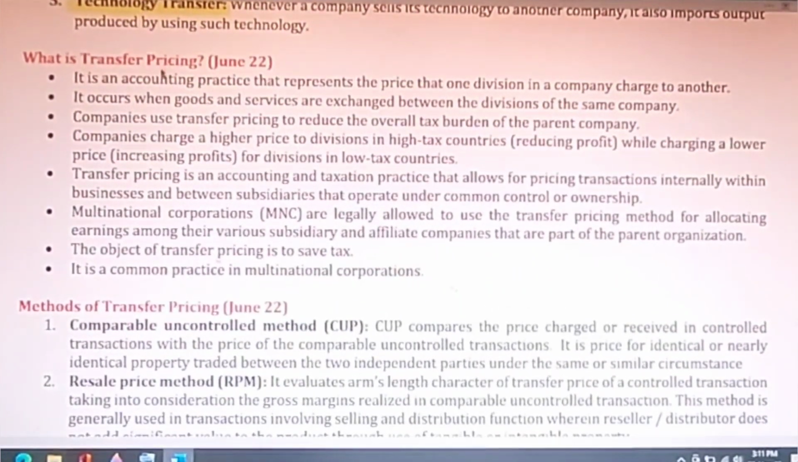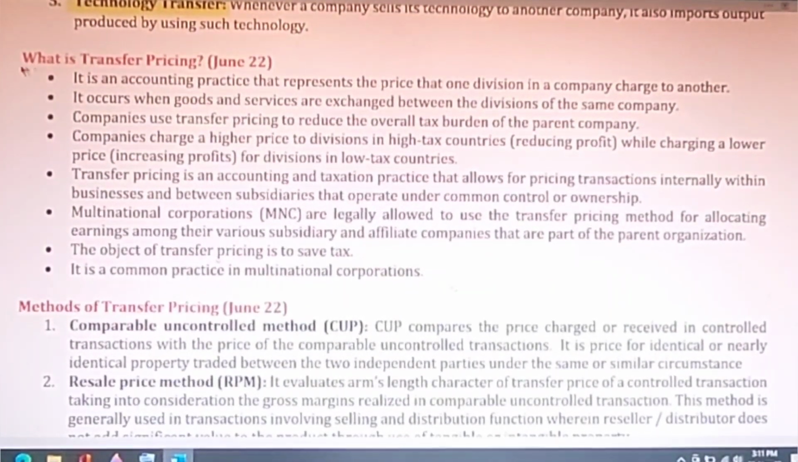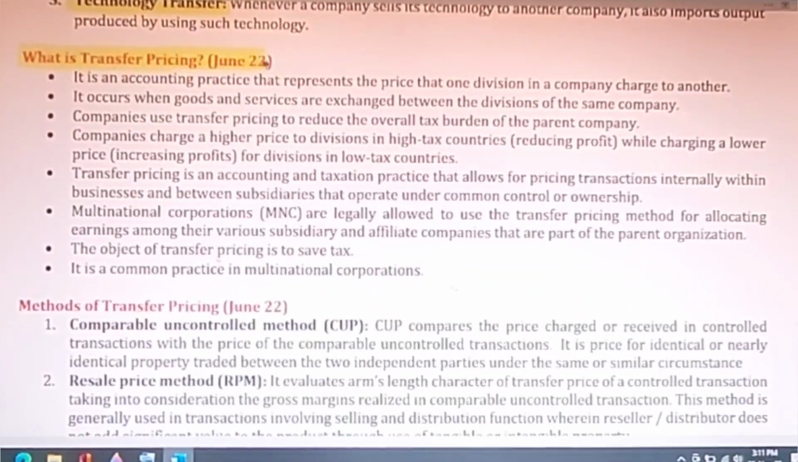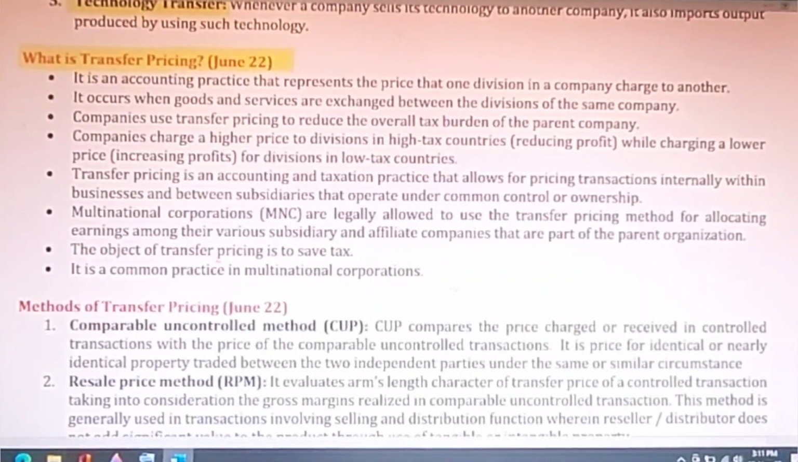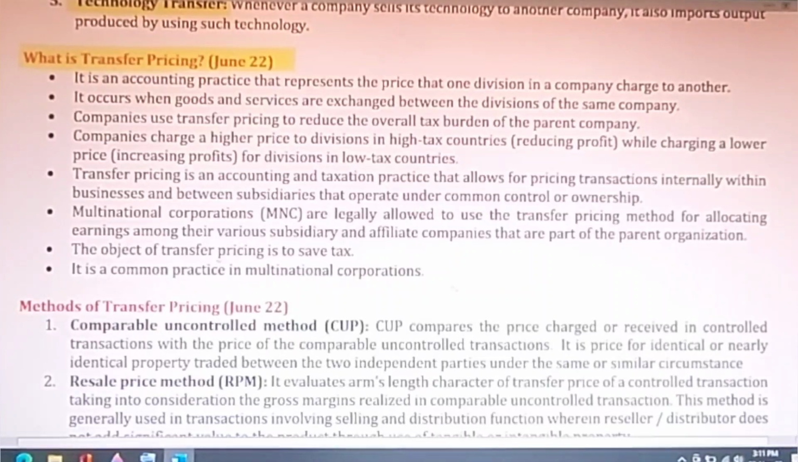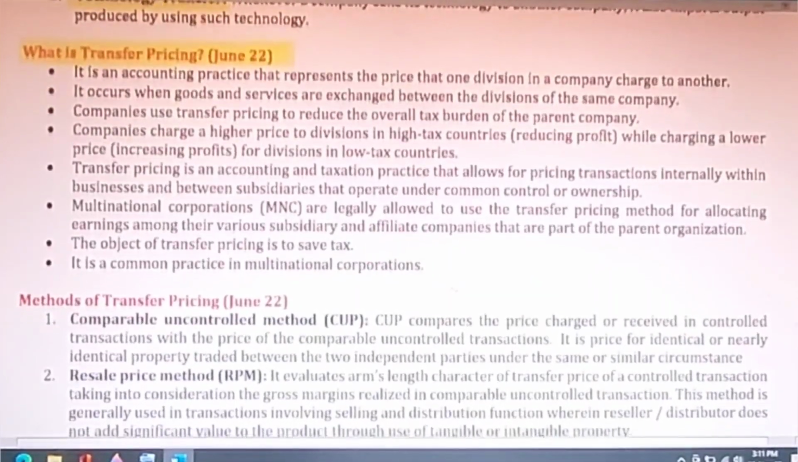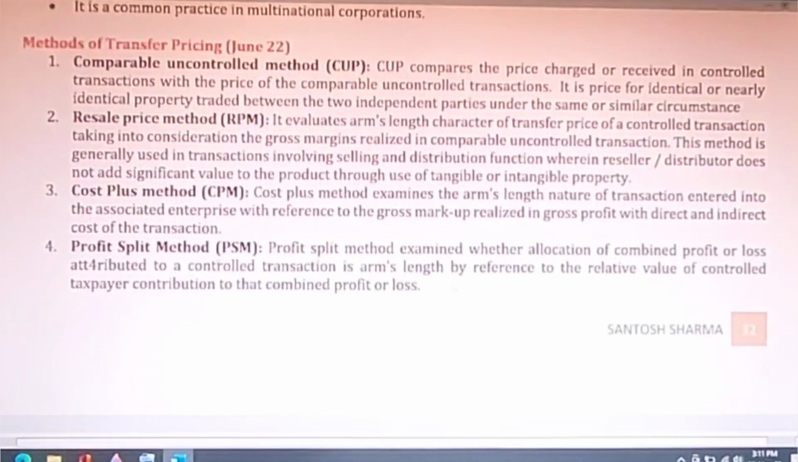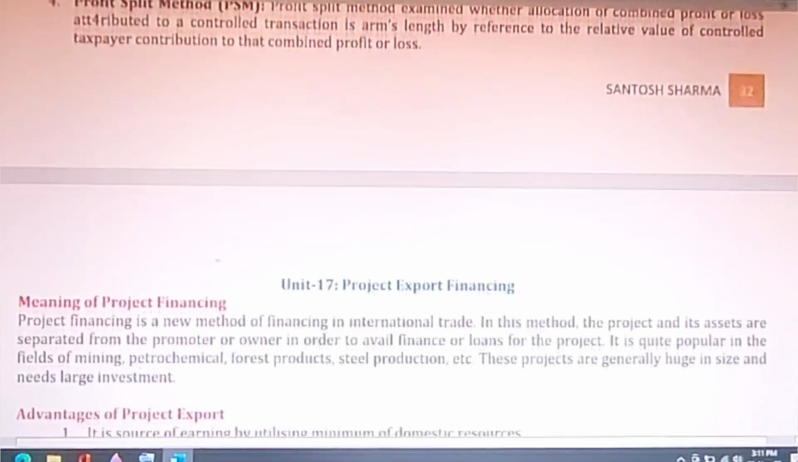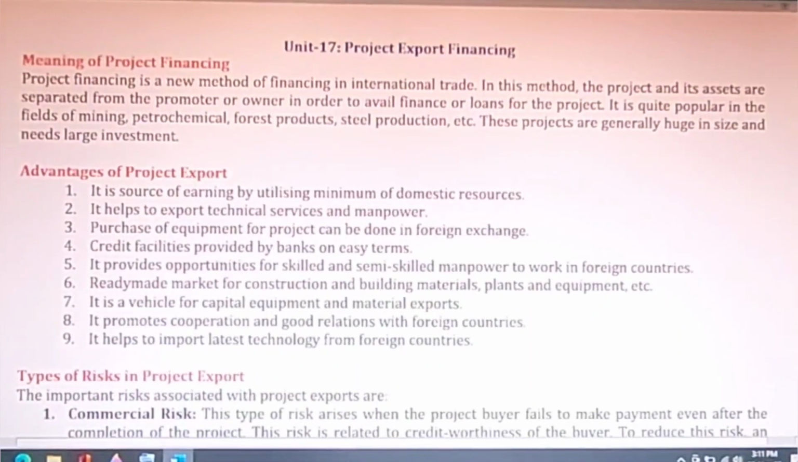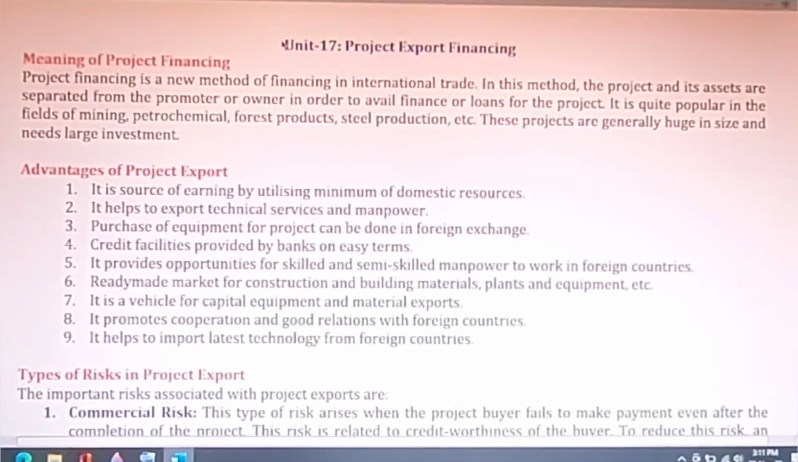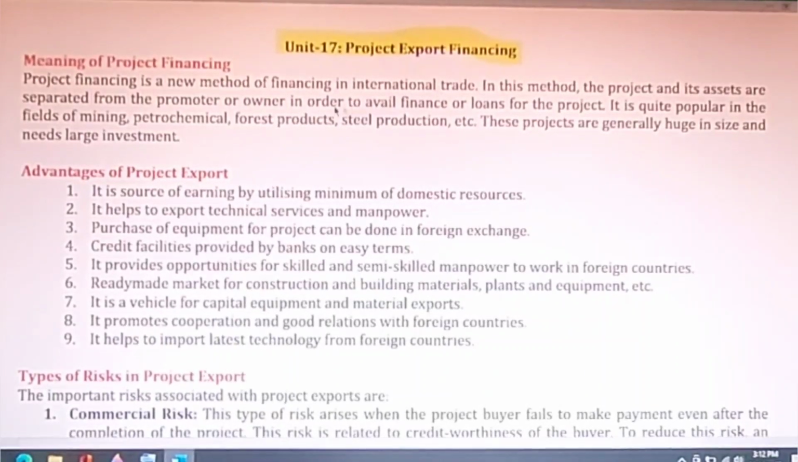Then we have this question that also came in June 2022, that is transfer pricing. And this transfer pricing is also common in almost all the MCOM subjects. So you should know it as an MCOM student of the first year, and it is also there in the second year. Okay. Let's move on to Unit 17, Project Export Financing.